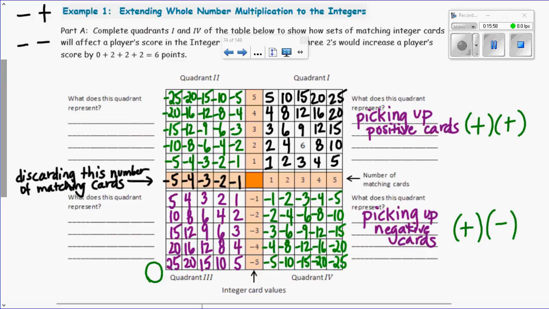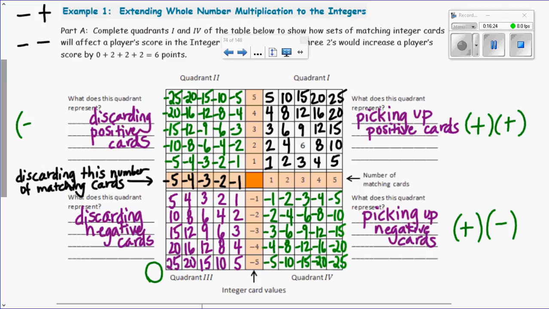Okay, so in quadrant 4, we know that we are discarding negative cards. And then we do need to go back up to quadrant 1. I forgot to fill that in. We are discarding positive cards. Okay, and so in this one, I'm discarding positive, and you see that all the answers are negative. And down below, I'm discarding negative, and all the answers ended up being positive.